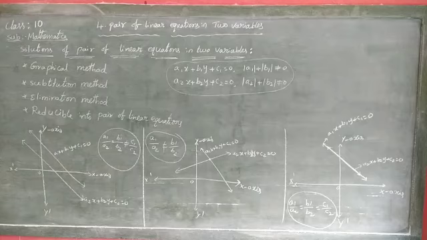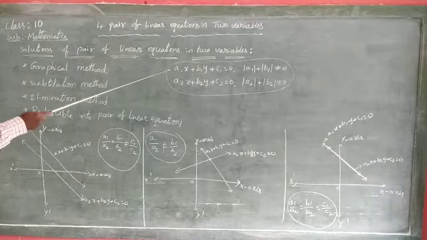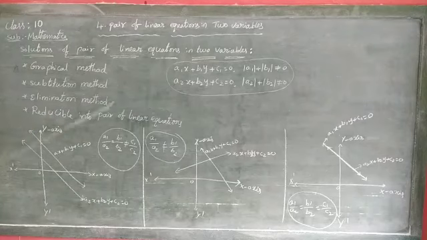How can we represent the straight line? We can calculate the ordered pairs. So a1x plus b1y plus c1 equal to 0 is the equation. We can take y values randomly, substitute the y values in the first equation, and then we get the corresponding x values.